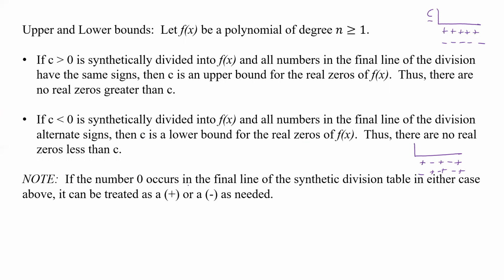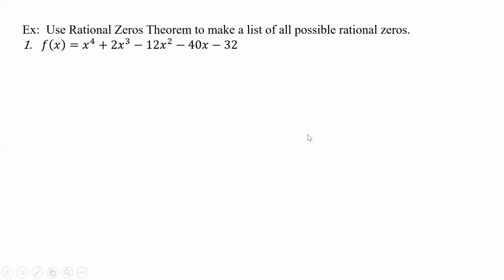Now note, if the number 0 occurs in the final line of the synthetic division, we can claim that as either a positive or negative as needed. So, if we came up here and there was a 0 here instead of a plus, we'll just circle that in. If that was the 0, well, we're going to call it a plus. Or maybe if we get a 0 in this place here, and we had plus, minus, 0, minus, plus, well, we would call that a plus, because that's how we can do that with zeros. So that's one of the things that's going to be a little bit different: we can use those zeros as either a positive or a negative.